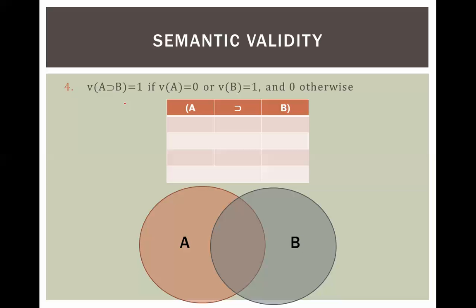If A then B equals 1 if A equals 0 or B equals 1. So let's assign these all again: 1, 1, 0, 0, 1, 0, 1, 0.